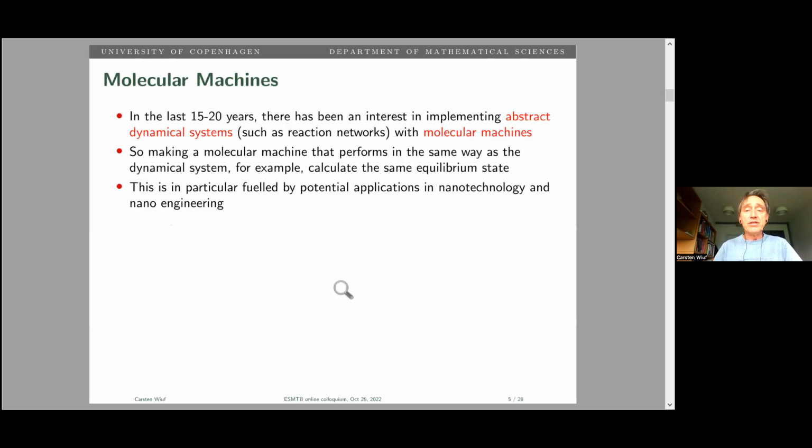In the past 20 years or so, there's been an increasing interest in trying to implement abstract dynamical systems with molecular machines. That means that you would like to create a molecular machine that behaves in the same way as an abstract dynamical system. So, for example, calculates the same equilibrium state. In our case, the abstract dynamical system would be a reaction network. And this interest is particularly fueled by potential applications in nanoengineering and nanotechnology.